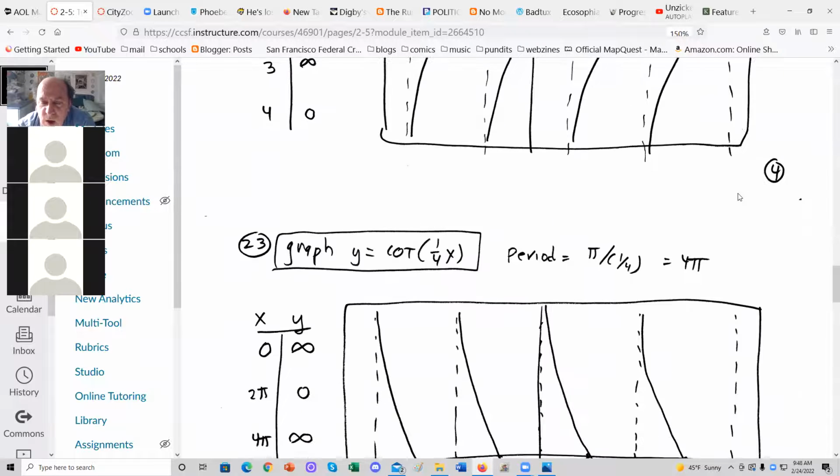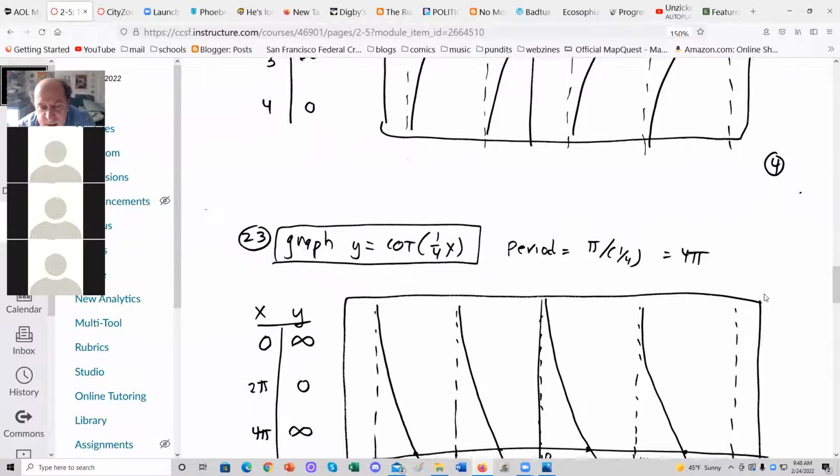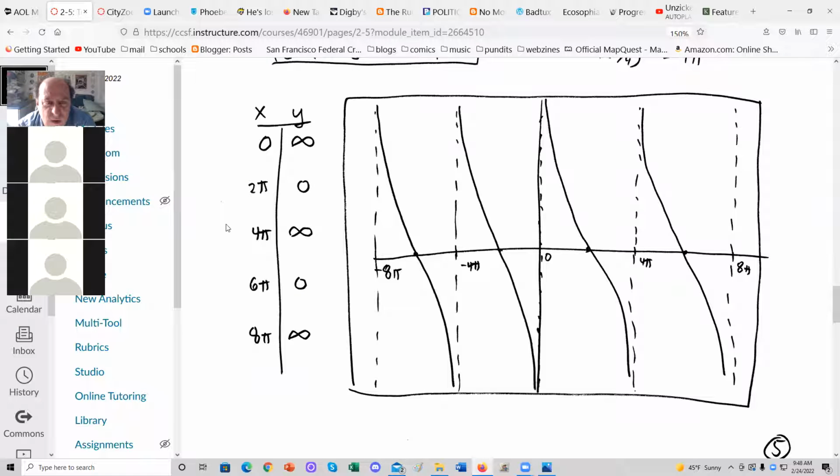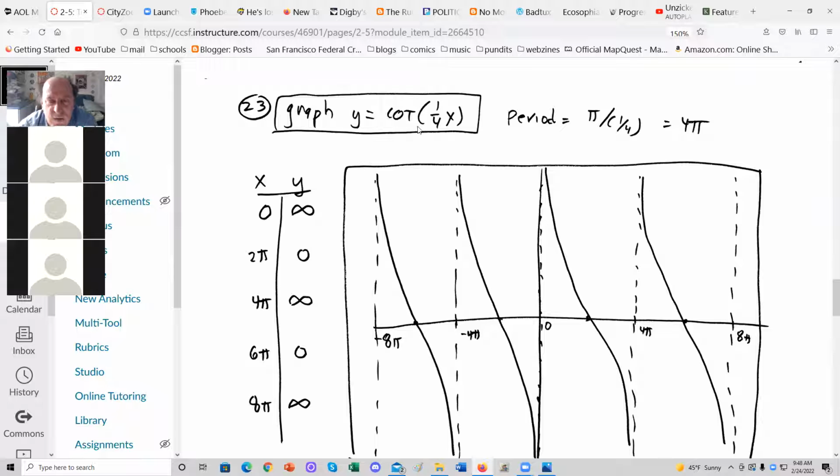Cotangent of a quarter x. Here the period would be pi divided by this quarter, 4 pi. So you make a table, 0, 4 pi, 8 pi for 2 periods. Cotangent of 0 is infinity, so it's infinity at 0, 4 pi and 8 pi, and 0 in between those infinities, that's 2 pi and 6 pi. So draw these vertical asymptotes at minus 8 pi, minus 4 pi, 0, 4 pi, and 8 pi. Put zeros in between at 2 pi, 6 pi, minus 2 pi, minus 6 pi, and a falling S-shaped curve in between those.